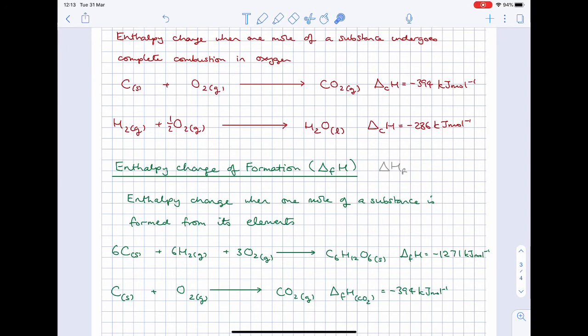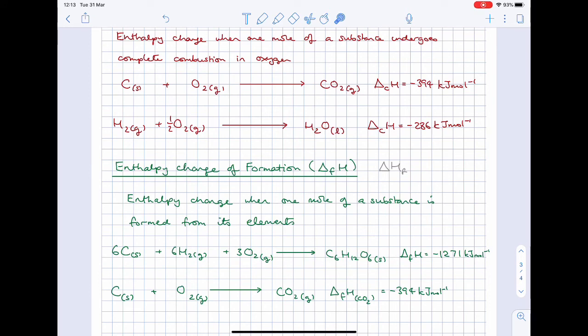So remember, the enthalpy of combustion is the enthalpy change when 1 mole of a substance undergoes complete combustion, and that is minus 394 for carbon. It just happens that this equation is the same as the enthalpy of formation of carbon dioxide. So forming 1 mole of carbon dioxide from its elements also has the same enthalpy change because it's the same equation. So this is why it's so important you understand your definitions for calculations.